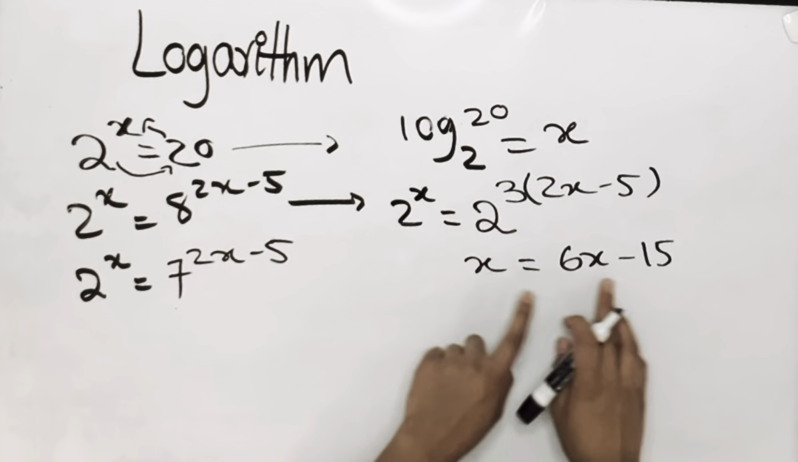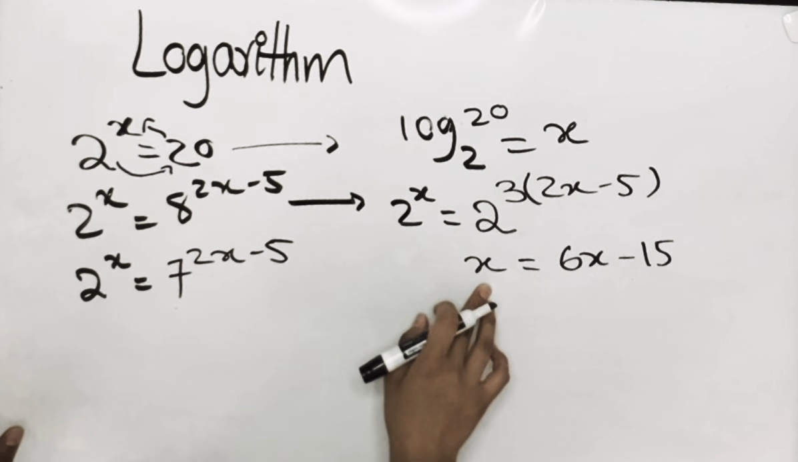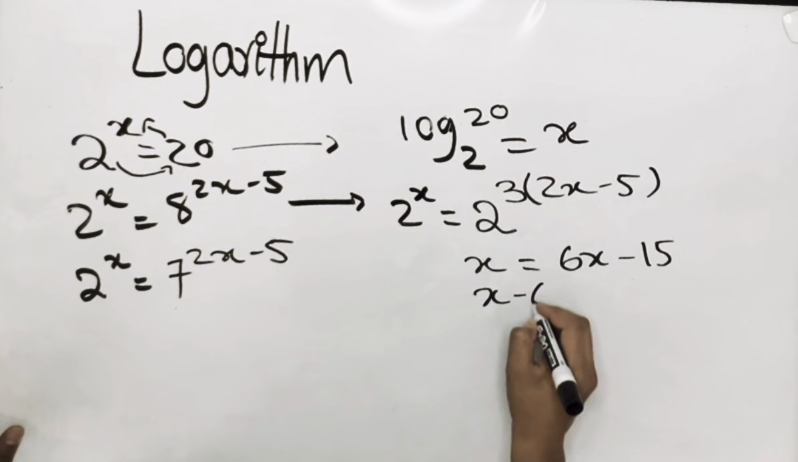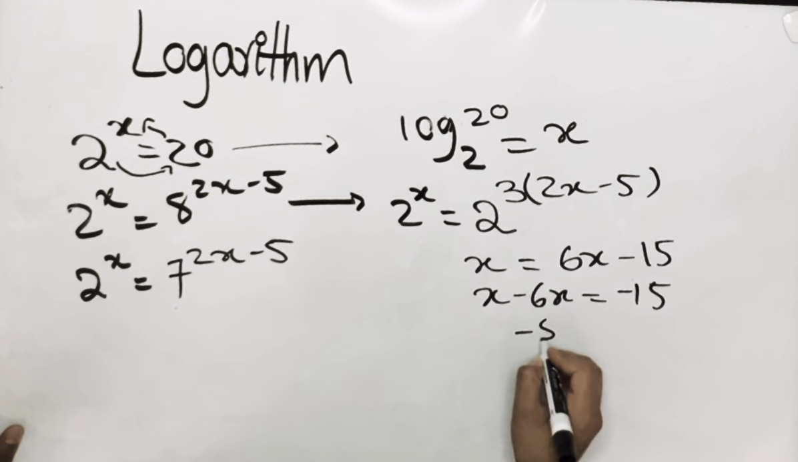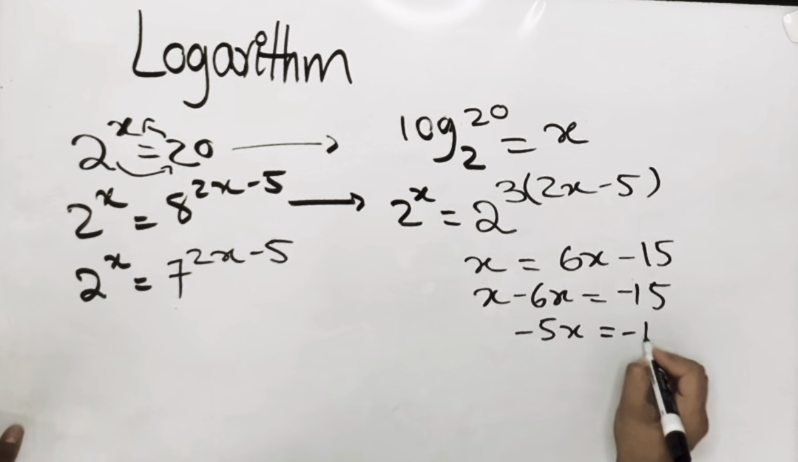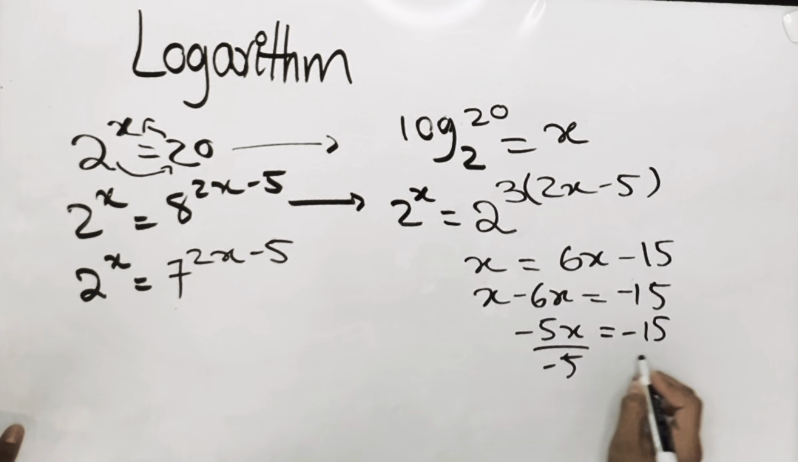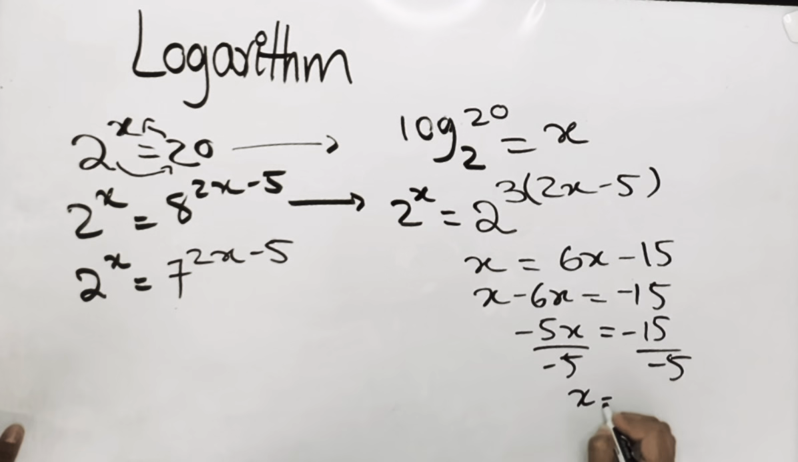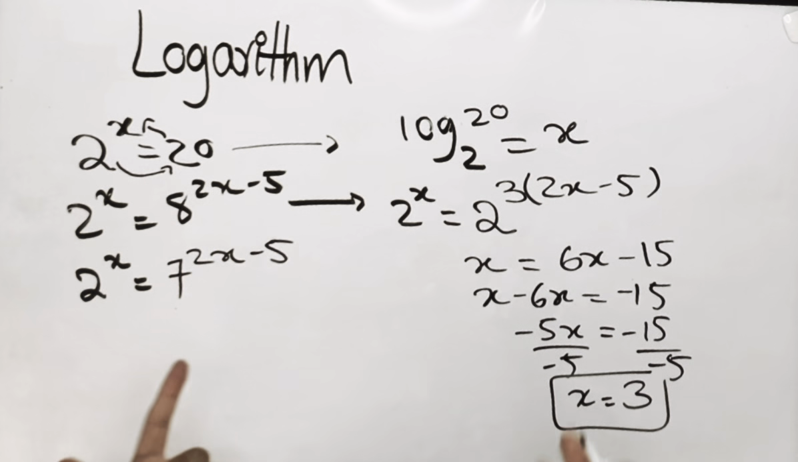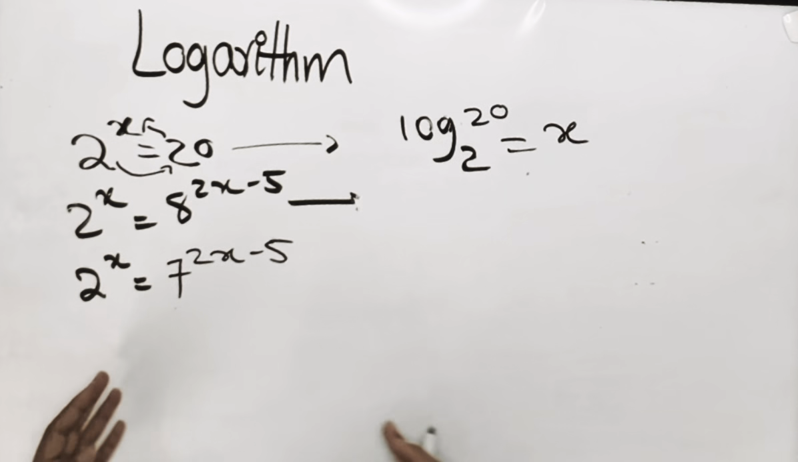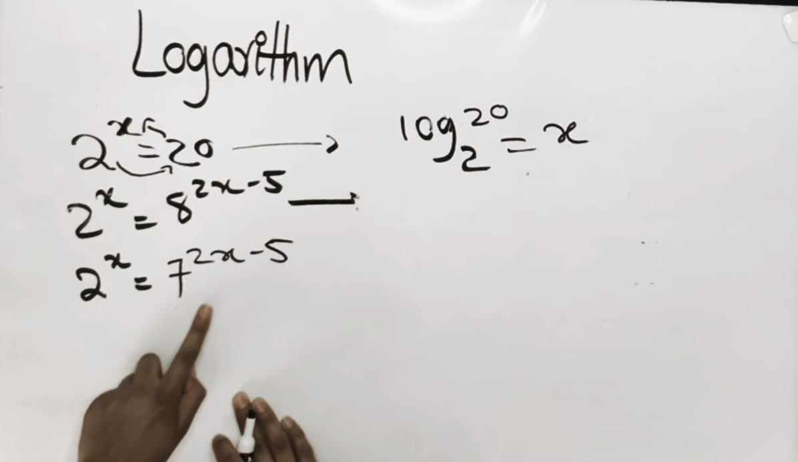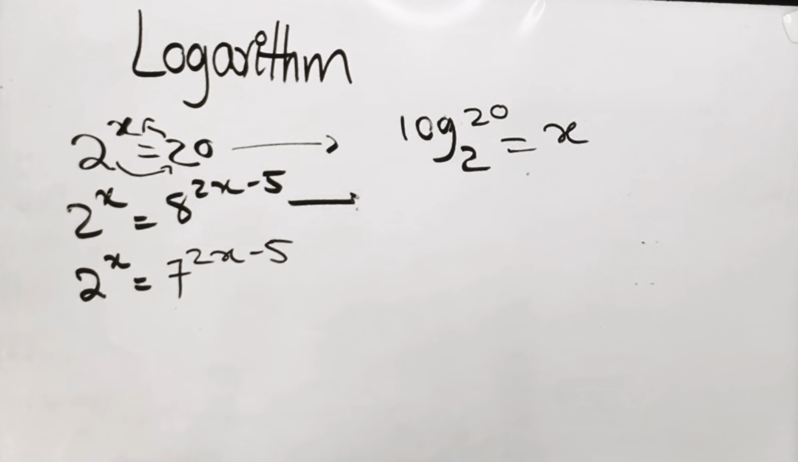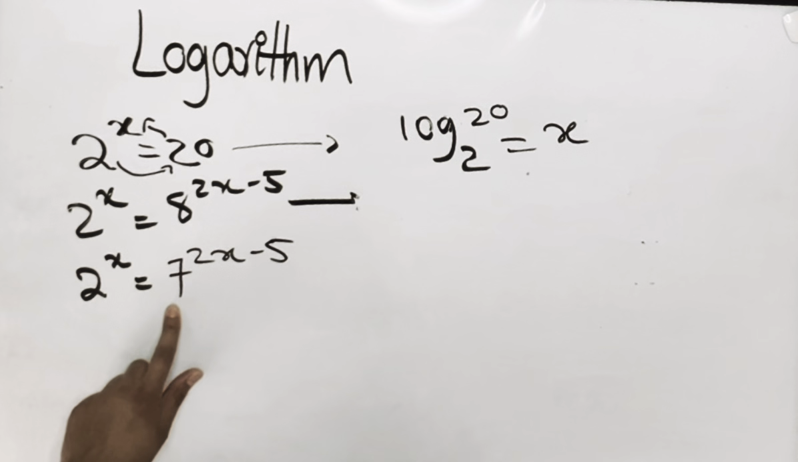Now we can move this over here, or we can move that over here. x minus 6x equals negative 15. Now that's going to give me negative 5x equals negative 15. Our answer is 3, which means the value of x in here is equal to 3. Now, as you can see, for this example, we have 2 to the x power is equal to 7 to the 2x minus 5 power.